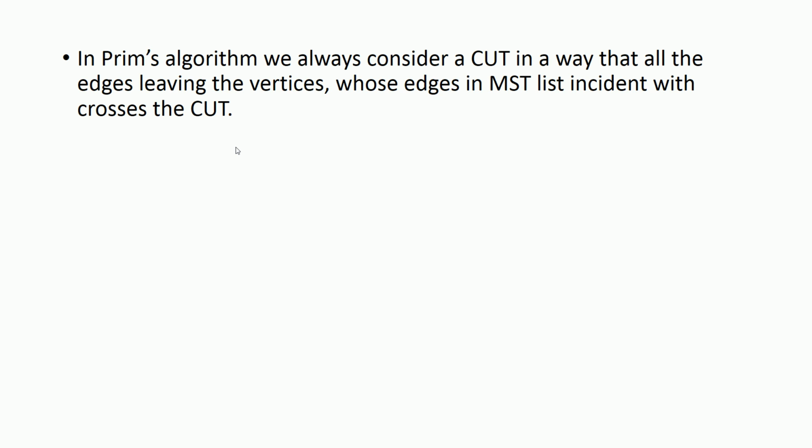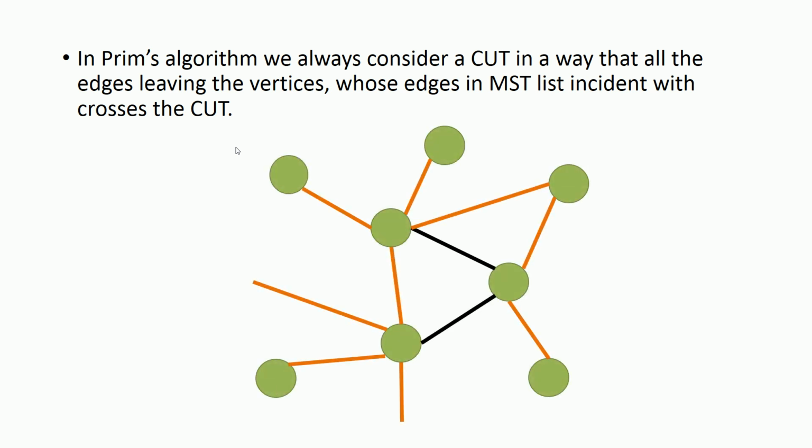In Prim's algorithm, we always consider a cut in a way that all the edges leaving the vertices which the edges in the MST list are incident with cross the cut. For example, consider the below diagram. Here, I have used black color to indicate the edges which are currently in the MST list. For this state, there are 3 vertices which these 2 edges are incident with. Hence, we are going to consider a cut which will be crossed by all the edges leaving these 3 vertices, so our cut will look like this.